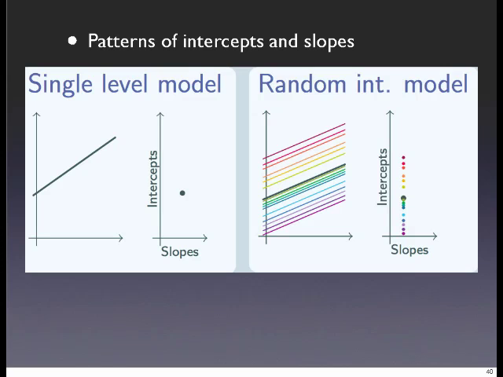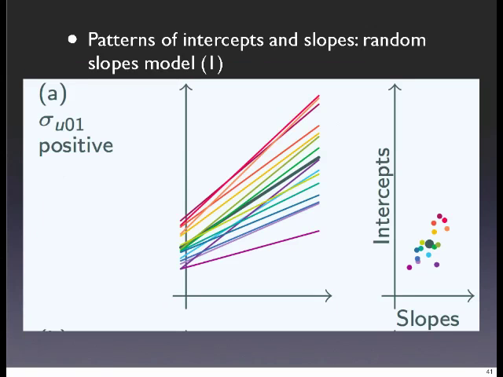Then, of course, if you have a random slopes model, then not only can the intercepts change, but by definition also the slopes. And you may have a situation where a high intercept is associated with a steep slope and a low intercept is associated with a shallow slope. And you can actually measure these kinds of things using the multi-level analysis.